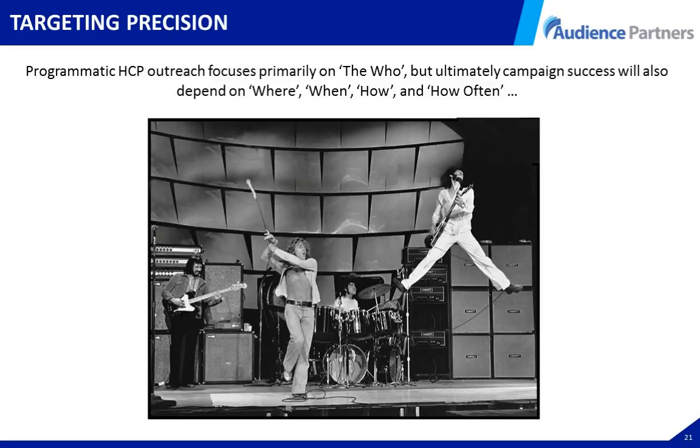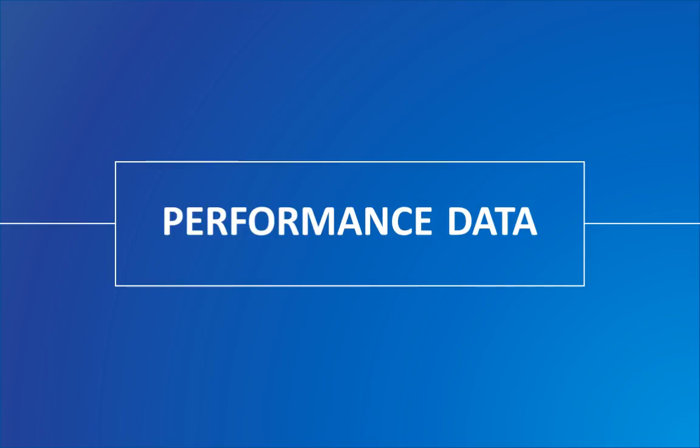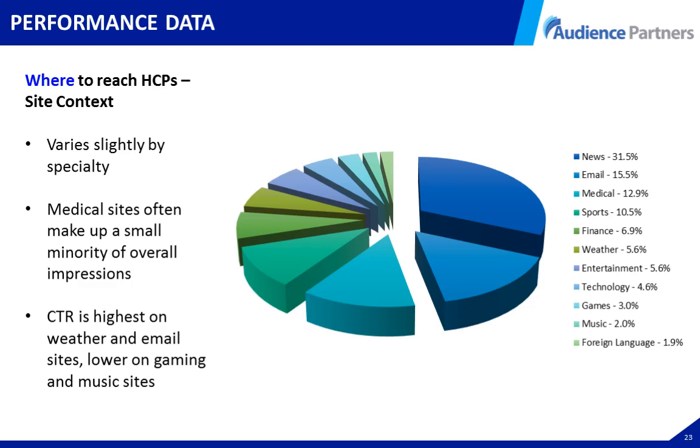So we've talked so far about the who, but again, ultimately campaign success will depend on where and when and how often. So that's what I'll talk about now, and this really all falls under the category of performance data. So first, where to reach HCPs, and by this I mean site context. Initially we're often asked, I only want to be on health content, or I only want to be on medical journals. We can do this programmatically, but when you intersect a finite audience with a finite set of websites, you tend to get very, very small reach, and in fact, trickles of impressions are served out. So for that reason alone, we need to expand the reach a little bit.